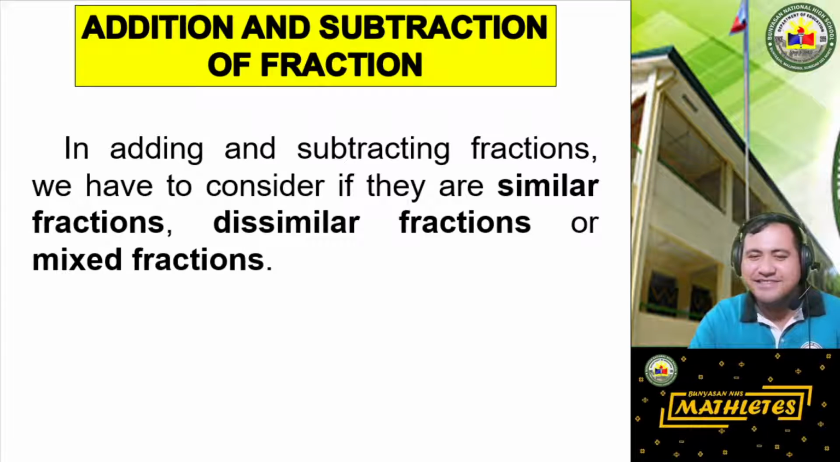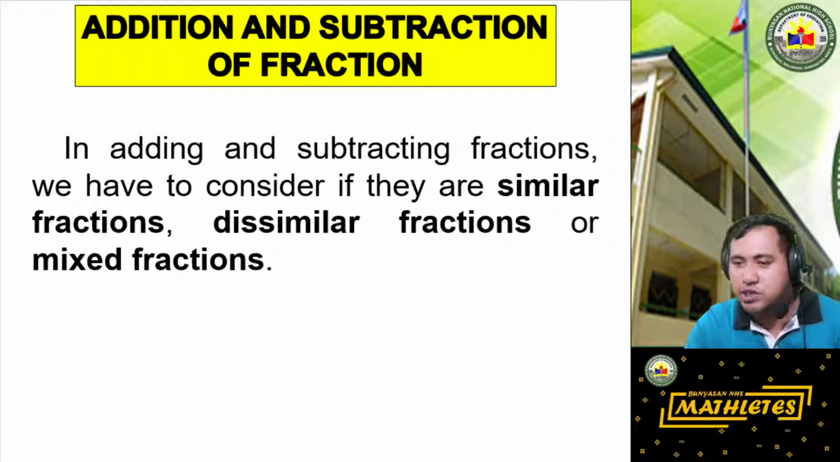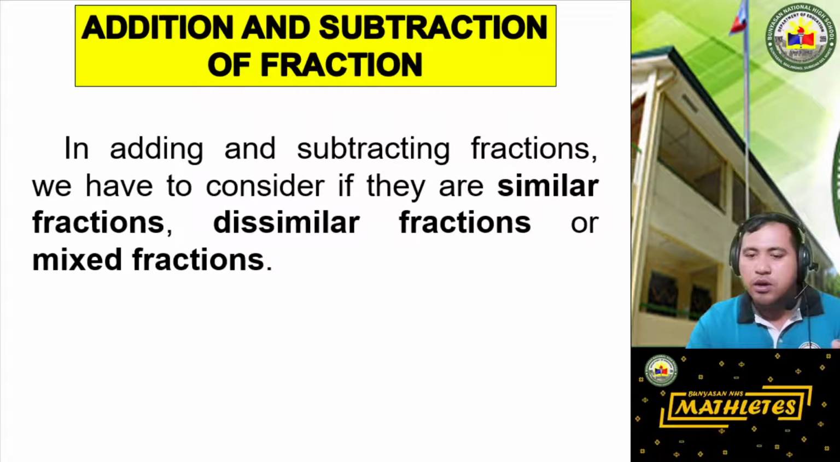Pasensya na po. In adding and subtracting fractions, we have to consider if there are similar fractions, dissimilar fractions, or mixed fractions. When you are going to add or subtract fractions, you have to consider if those fractions are similar or dissimilar. When you say similar, we have fractions of the same denominator. We have dissimilar, the opposite: fractions that do not have the same denominator. Or mixed fraction, a combination of a whole number and a proper fraction.